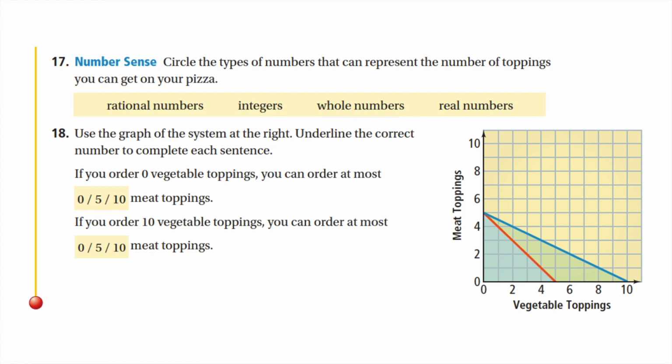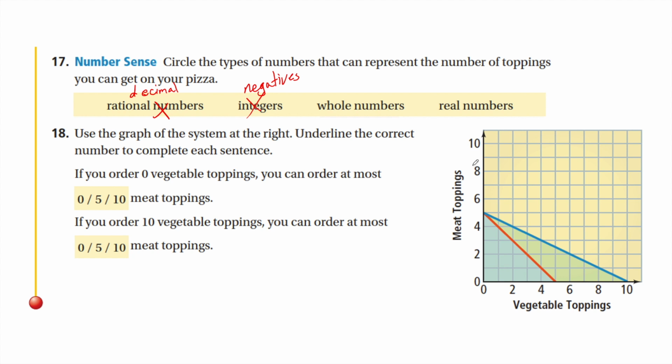So let's circle the types of numbers that can represent the number of toppings you can get on your pizza. Well, that could be the rational numbers, meaning anything that involves any sort of decimals. I can't really have a decimal, right? And therefore, I can rule out rational. Integers are all counting numbers or whole numbers, but the difference is you can have negatives. And last I checked, we can't have a negative pepperoni.